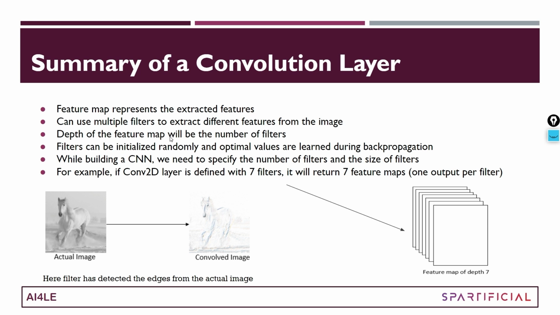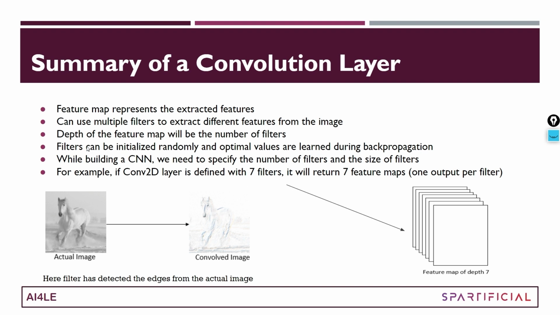Now the depth of the feature map, that's the depth of the output, will be the total number of filters used in the convolution layer. If I'm using 7 different filters, I'll have a feature map with 7 depth, one output for each filter. Therefore, the depth or the channels in the output will be 7.